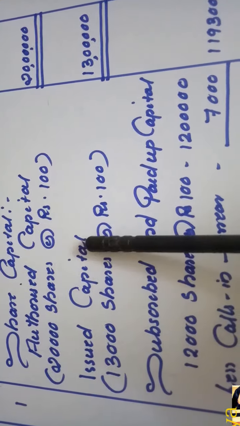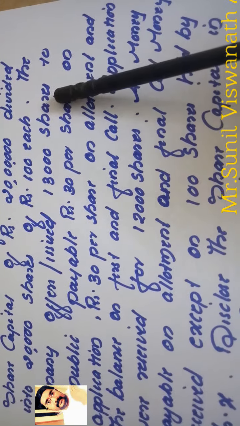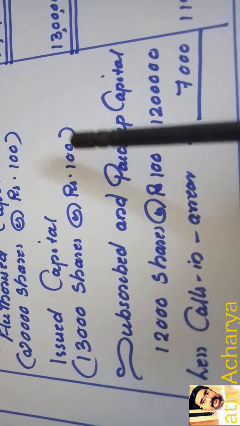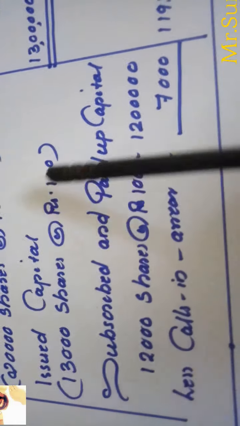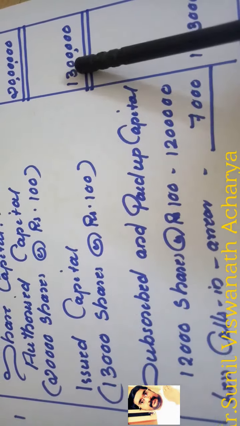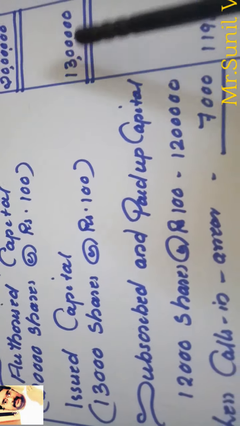Then we have to show issued capital, which is also given in the question. Out of the 20,000 authorized shares, the company offered or issued 13,000 shares. So issued capital is 13,000 shares at the face value of 100, and 13,000 into 100 is 13 lakhs. So issued capital is 13 lakhs. Issued capital also we cannot show in the main balance sheet, which is why we double underline.